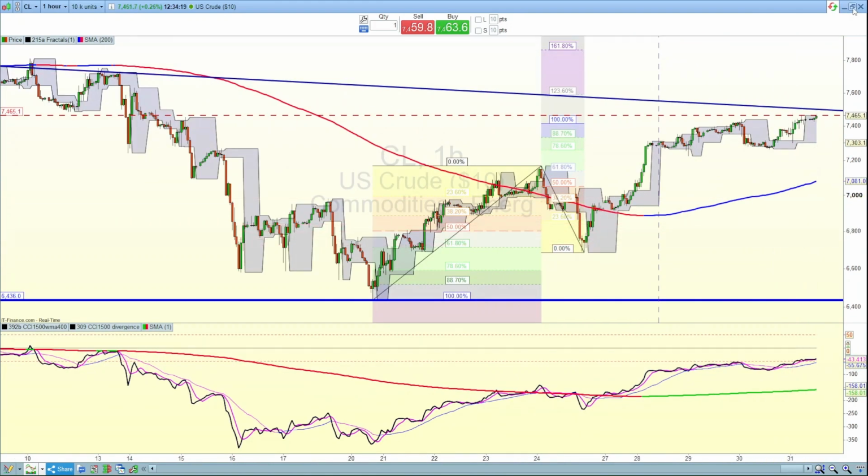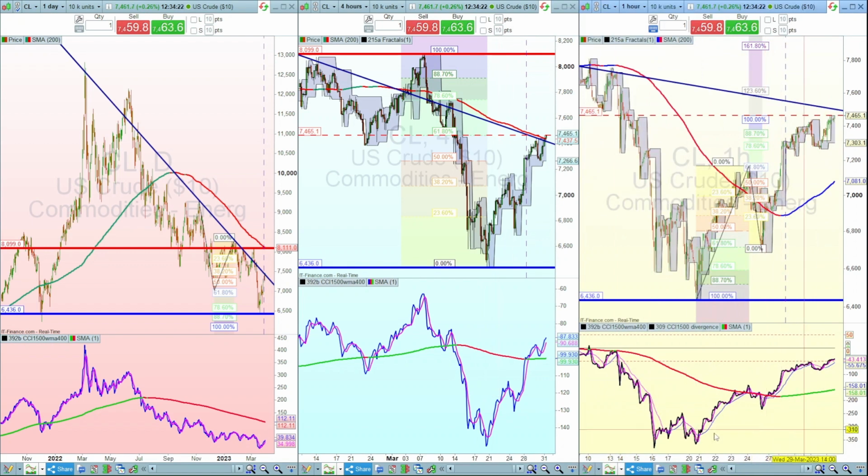So at the moment, cautiously going long. Just be mindful that the daily is still in a decline on the CCI. We want to see it break much further to the upside and break above this moving average on the daily to be more positive about taking bullish action.